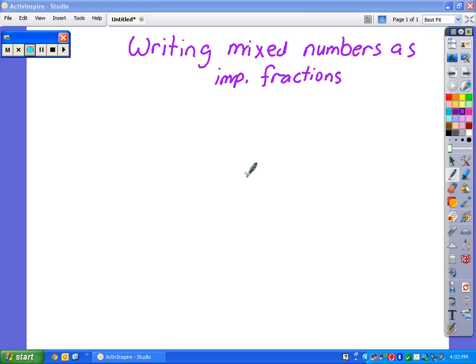Today we're going to demonstrate how to write mixed numbers as improper fractions. Mixed numbers are numbers that are written with a whole number and a fraction. That is a mixed number.